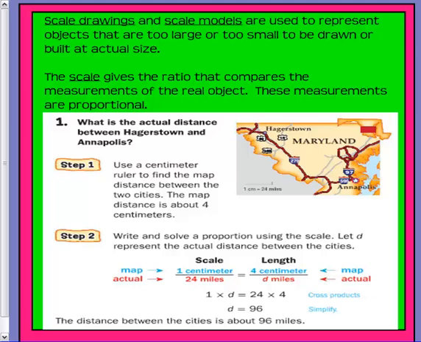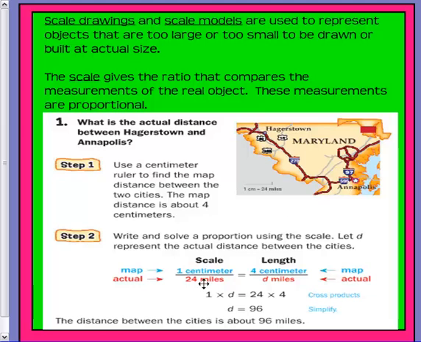Okay, so scale is the ratio that compares the measurements. So for example, in history, we have maps, right? Like this one. If we're looking from Hagerstown to Annapolis, and I use this scale right here, every centimeter equals 24 miles. And if I measure this, it's about 4 centimeters from Hagerstown to Annapolis.